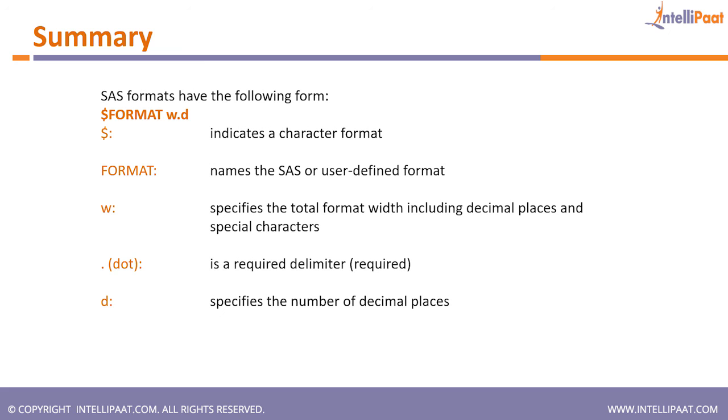In short, SAS formats have the following form: dollar and then the format and then a dot sign, right? So dollar indicates a character format. Format names the SAS or user defined format, whatever you want to use. W is the width, which specifies the total format width including decimal places and special characters. Dot is a required delimiter which you need to mention with every format which you are going to use. And D specifies the number of decimal places. So that is only for the numeric value, not for the character one.